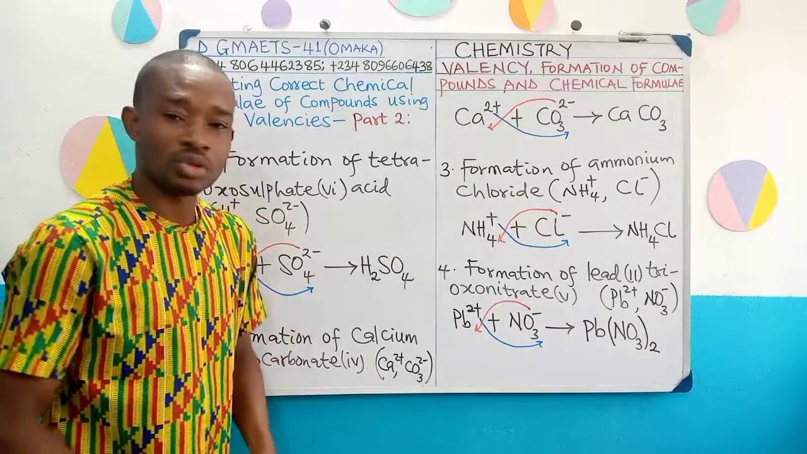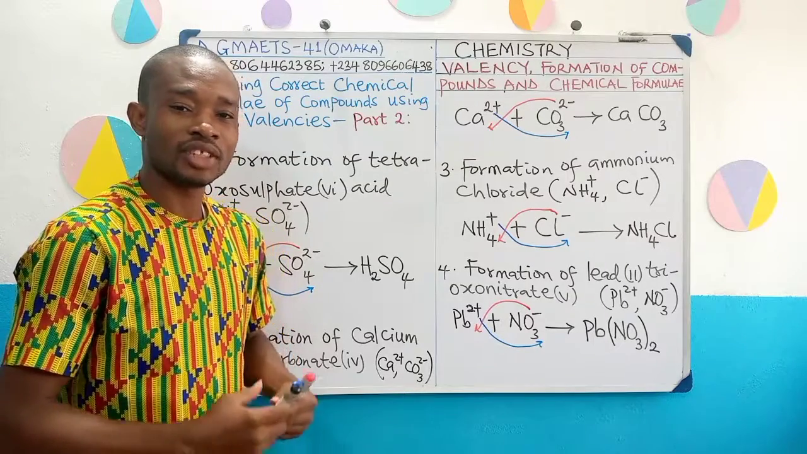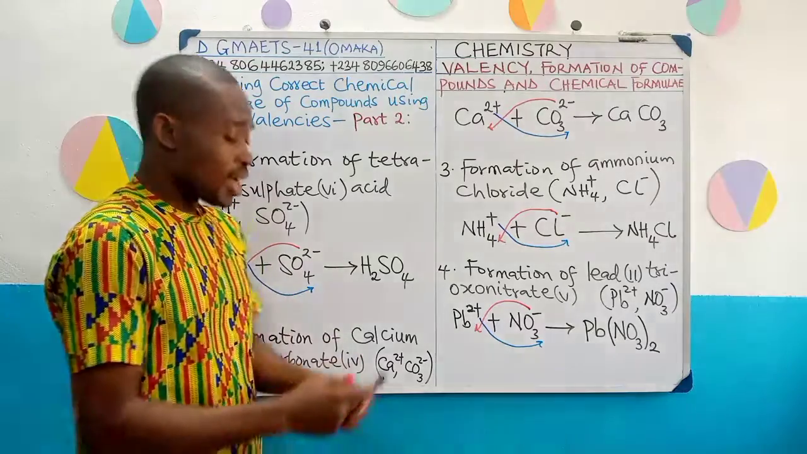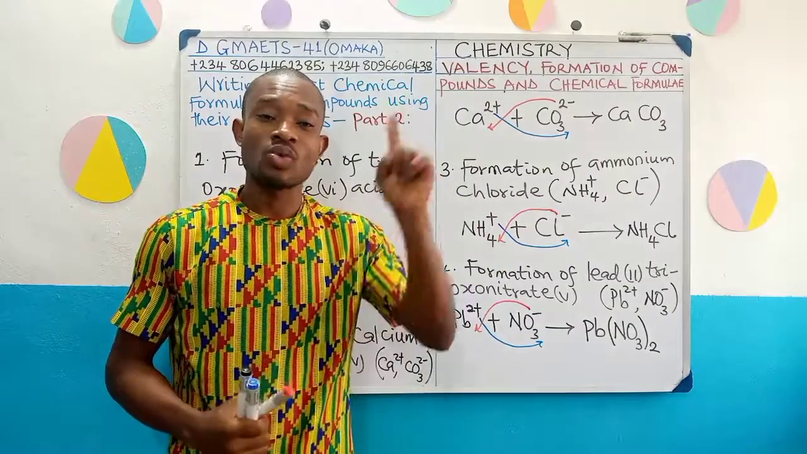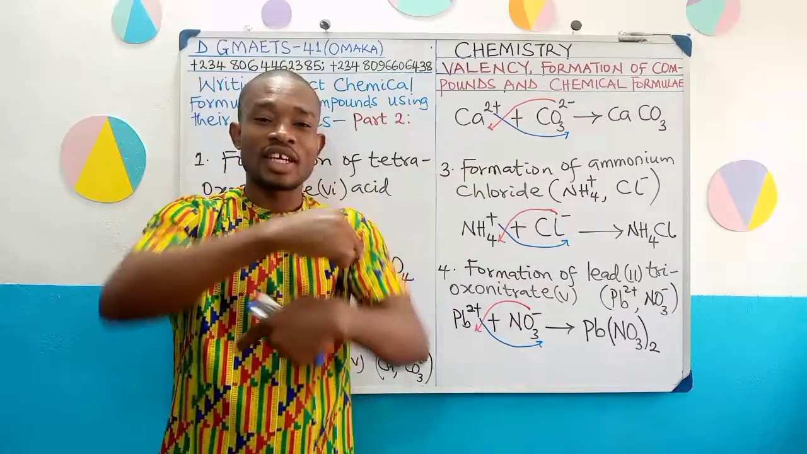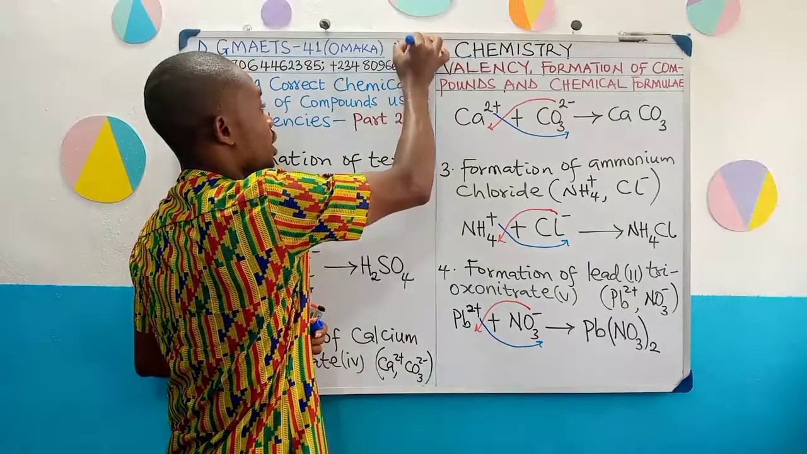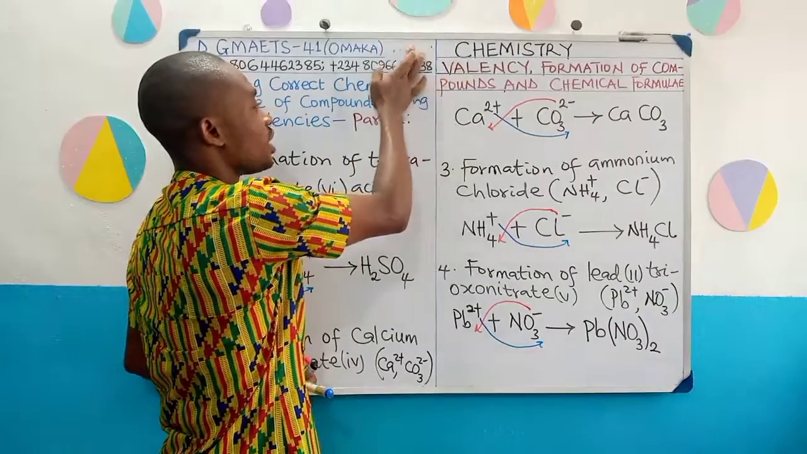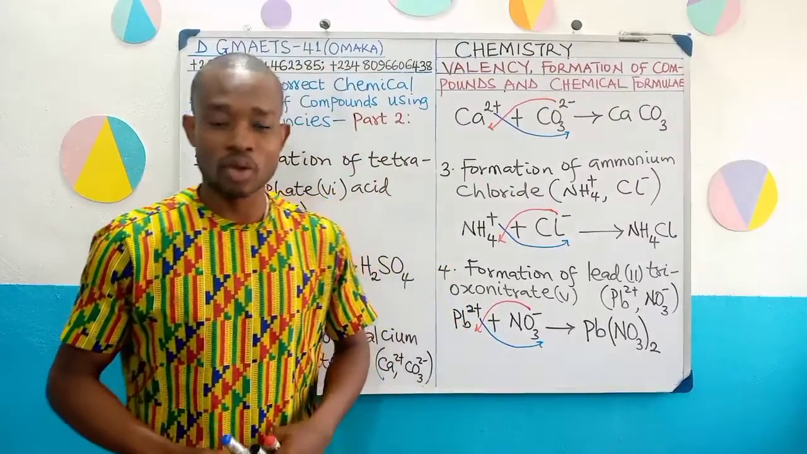So this is your lead 2 trioxonitrate 5. You would notice that if it were sodium trioxonitrate 5, for example, the valency of sodium is 1 and the radical NO3 minus has valency 1. So when they interchange and combine, you have NaNO3, for sodium nitrate.